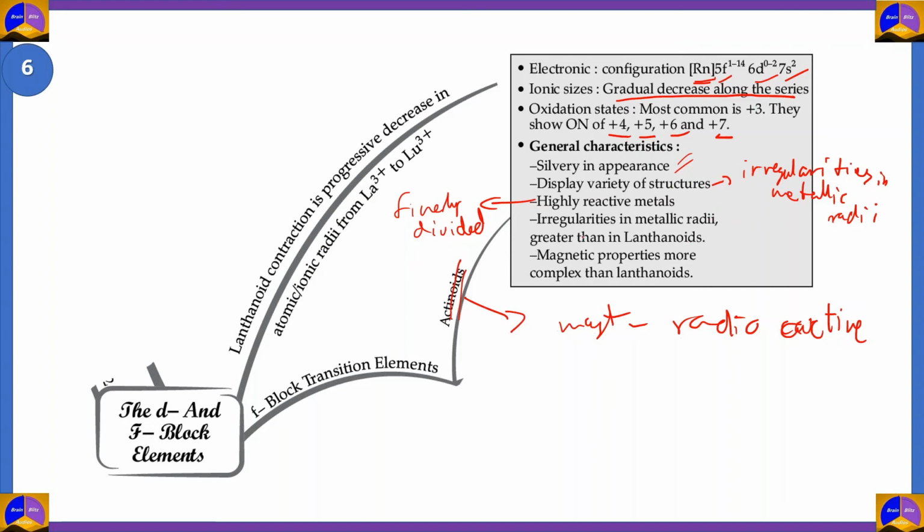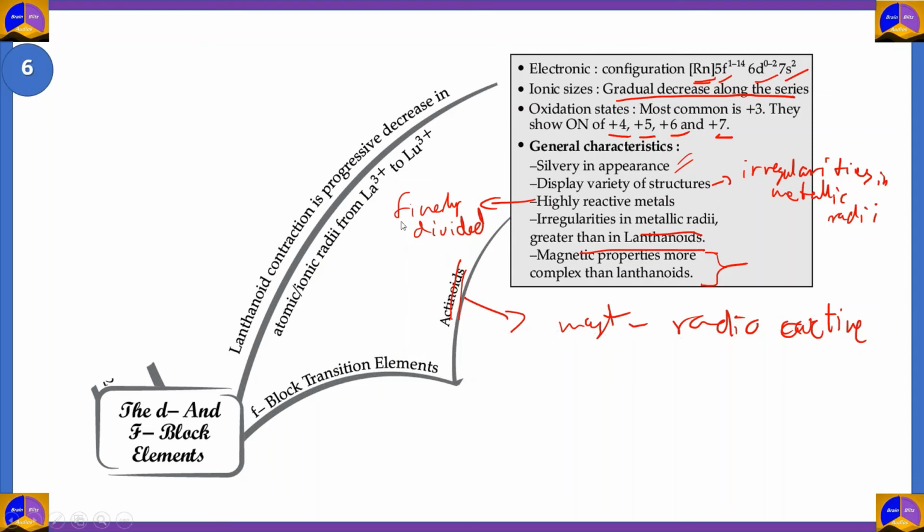And the irregularities that we mentioned with respect to metallic radii in actinoids are greater than the ones you can find in lanthanoids. Now, magnetic properties here are more complex than lanthanoids, partly due to their radioactive nature. Elements here include thorium, uranium, neptunium, plutonium, americium, californium, etc. So these are the actinoid series, the second series in the f block transition elements.